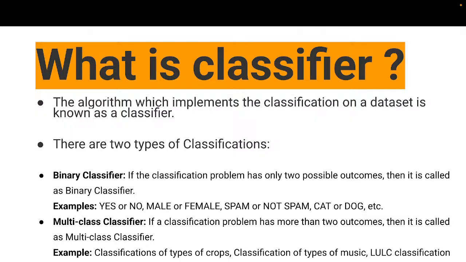For the multi-class classifier, we can take the example of crop types classification, types of music, or land use land cover classification, with more than two classes. This type of classification is called a multi-class classifier. But when there are only two possible outcomes, such as cat or dog, spam or not spam, male or female, yes or no, forest or deforestation, then we need to use the binary classifier. And the multi-class classifier is used when there are more than two possible outcomes.